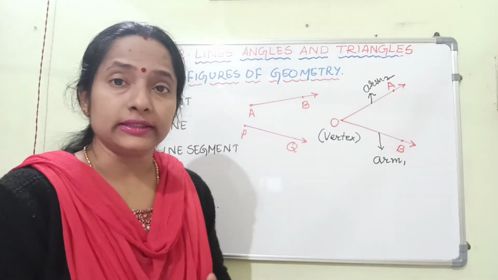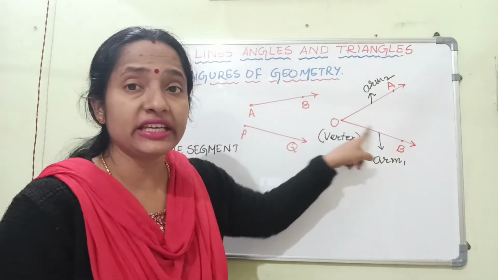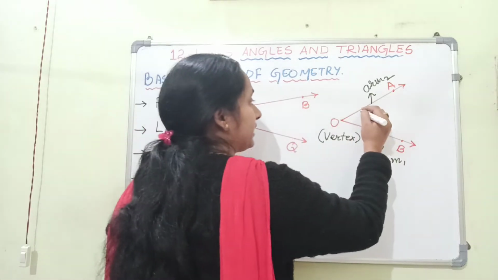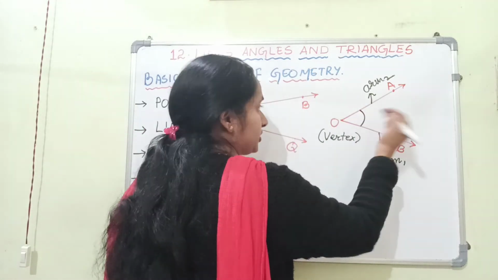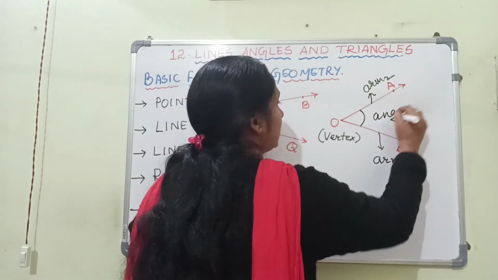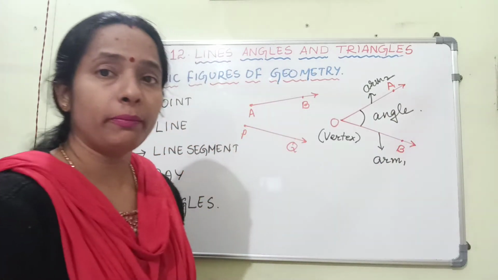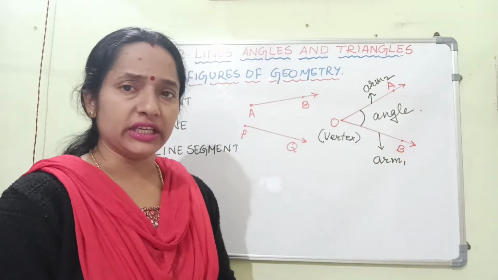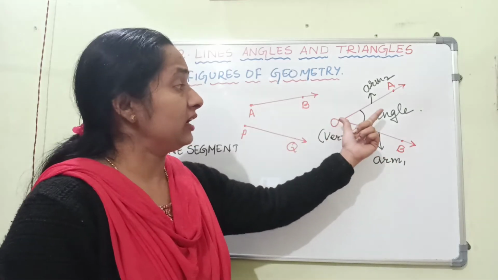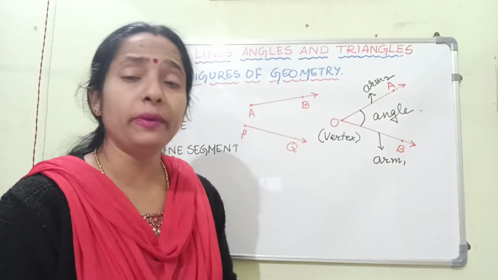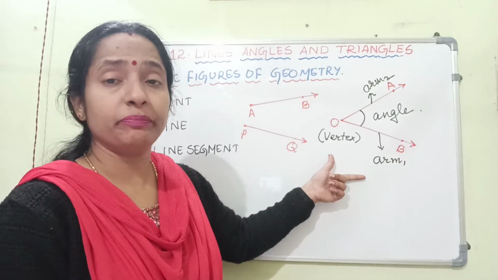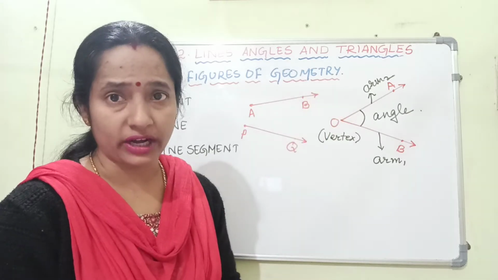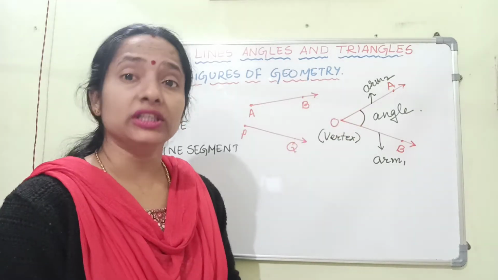And what about the angle? Here the space that is created between these two rays is called an angle, which can be represented by drawing a small arc over here, and this is the angle that is formed by the rays OA and OB. Along with this, the arms of an angle can also be called in another way. One of the arms can be called the fixed or the initial arm, and the other arm can be called the movable or the terminal arm.